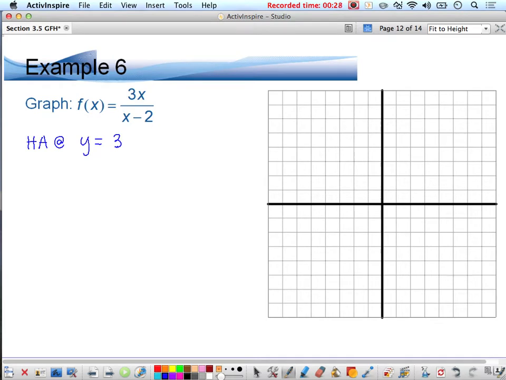And then nothing will factor and nothing will cancel. So I know I don't have any holes, but I do have a vertical asymptote at the restriction x equals 2. So those are my only asymptotes. Got it? I'm going to go ahead and put those on the graph. Y equals 3. And x equals 2.